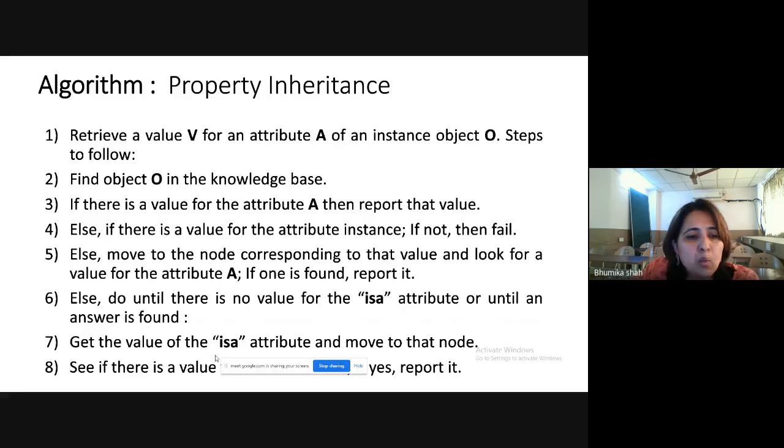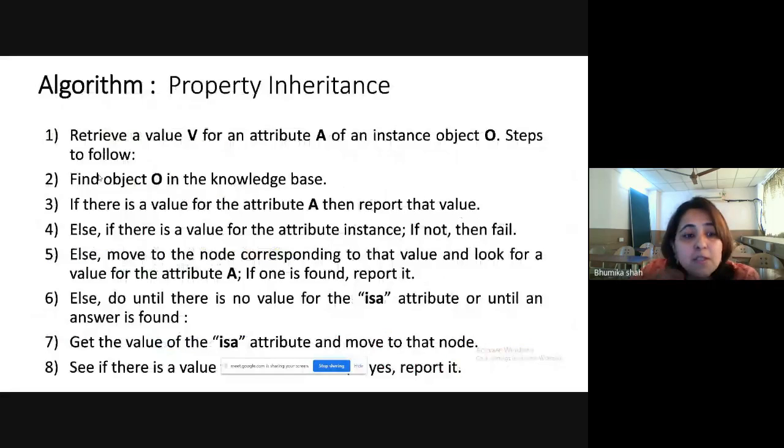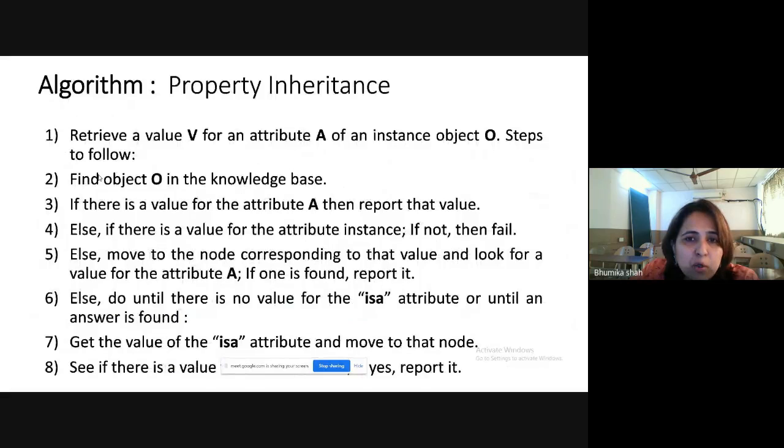If you have to check what is bats for Three Finger Brown, how are you going to check? For Three Finger Brown, the bats attribute is not available, so travel instance. Pitcher, the bats attribute is not available, so travel ISA baseball player. The bats attribute is available: handed. So go to handed and return the value. Clear? So this is all about how the property inheritance algorithm works.